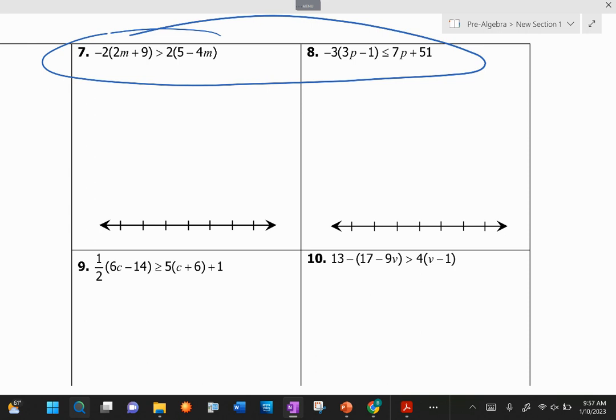Make sure we're working. Stay focused. Do we need more time? I will give you more time, but I need you to keep working. I will give you another song.